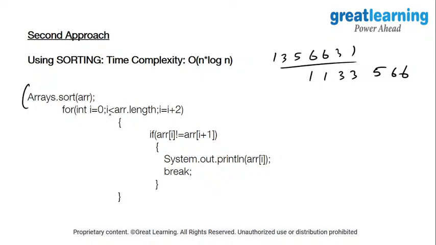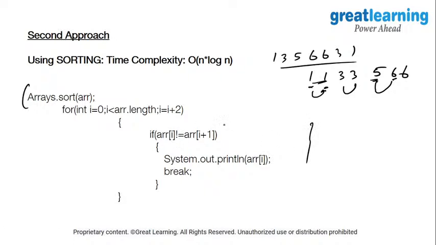So now what we did, we checked if this i and the next element are equal. If they are equal, that means we have a pair. If they are not equal, that means we don't have a pair, which will be the case with 5 and 6. They are not equal, so we will print out that statement.